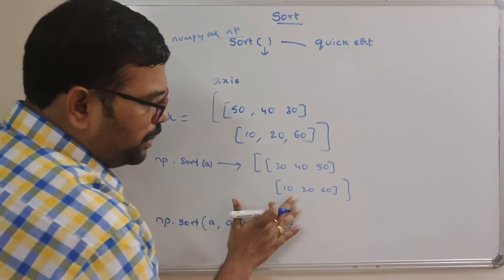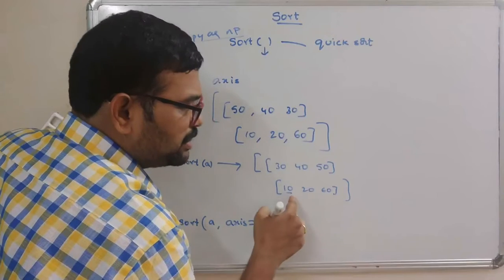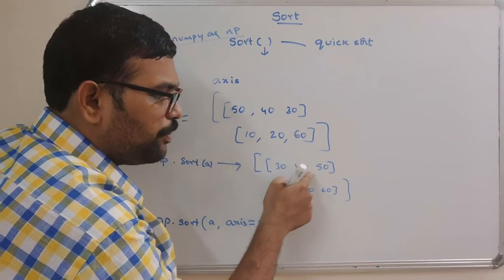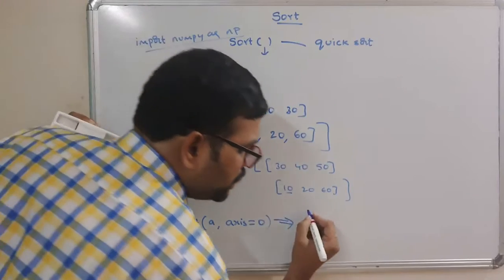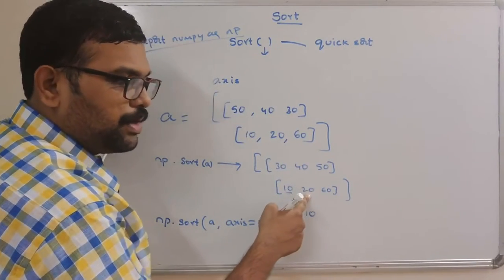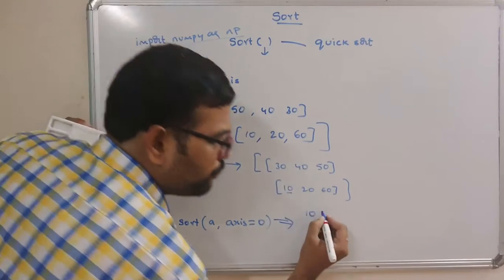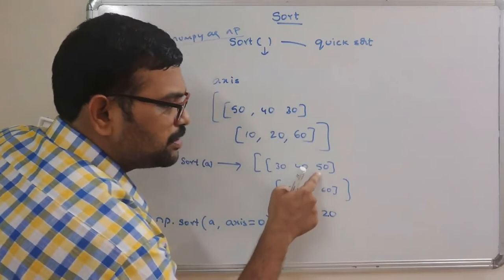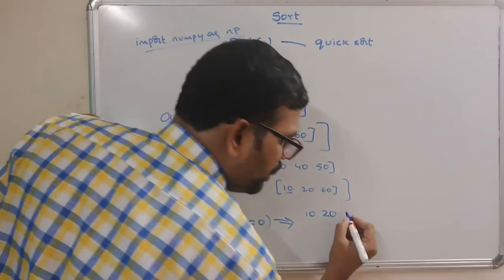You can observe here, 10 is compared with all the three elements. 10 is less than 30, 40, 50, so 30 will be replaced with 10. So 10 will be moved up. And 20 is again compared with all these elements. 20 is less than 40, and 60 is greater than 50, so it will remain the same.